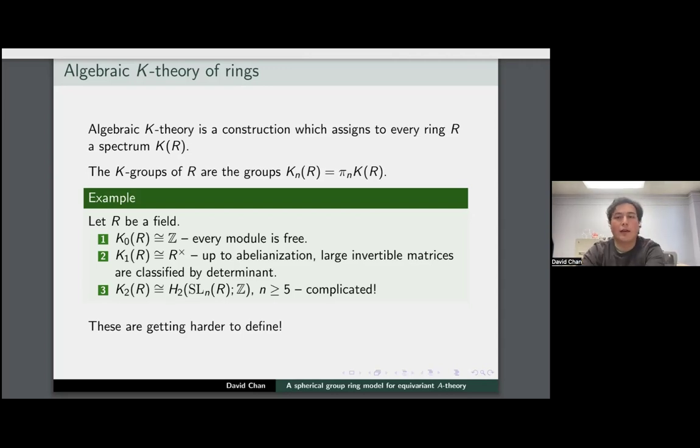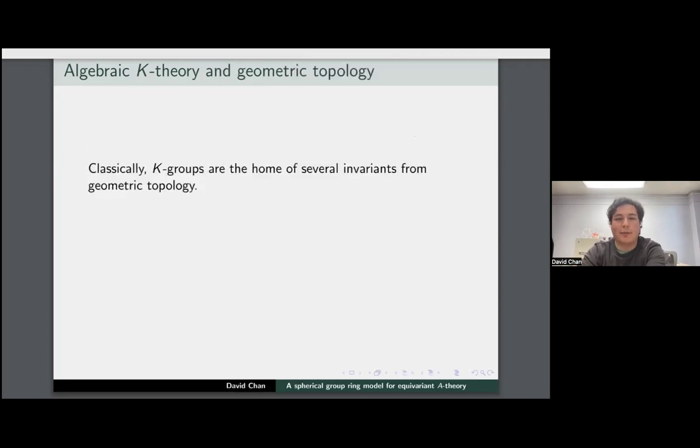All right. So that's the K theory of rings, and I want to talk about how this is related to geometric topology. So classically, K groups end up being the home of several invariants from geometric topology. The invariants actually predate algebraic K theory by quite a bit of time, but we can work them into this framework of algebraic K theory.